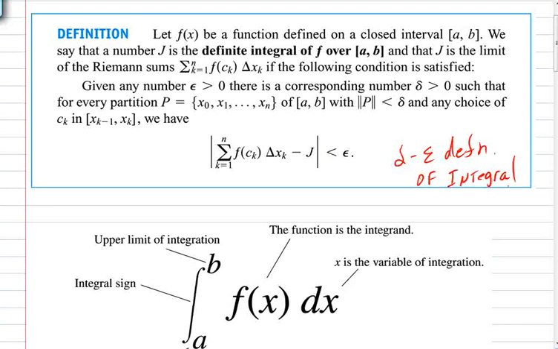Just like we had the delta epsilon definition of a derivative that we kind of looked at and then never looked at again, because we learned all the shortcuts for taking derivatives. This is the delta epsilon definition of the integral that we're never going to look at again, because we're just going to start taking integrals.